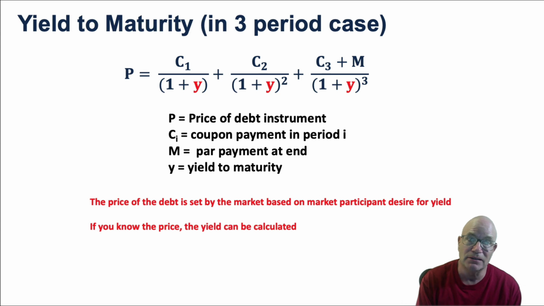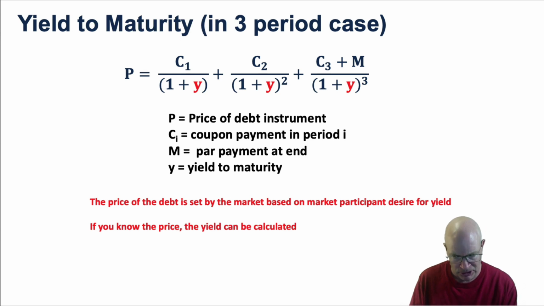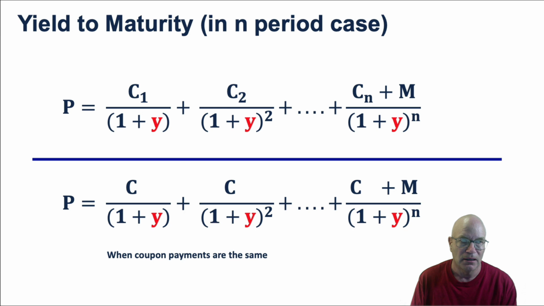For each price, there is one yield to maturity. So you give us a price, we can calculate the yield to maturity. Yield to maturity, again, is the discount rate that causes all the cash flows to equal the price of the bond. We can generalize that to a longer case.